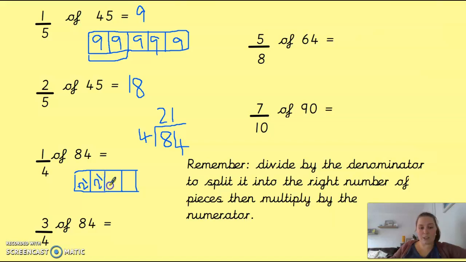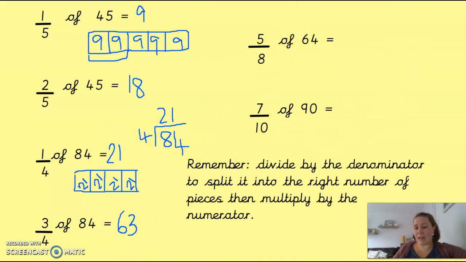Then I can look at my question. 1/4 of 84. So I just want one little box. One little box is going to be 21. 3/4 of 84, I need 3 little boxes. 21 times 3. That's quite easy to do in my head, 63. Well done if you've got those right.